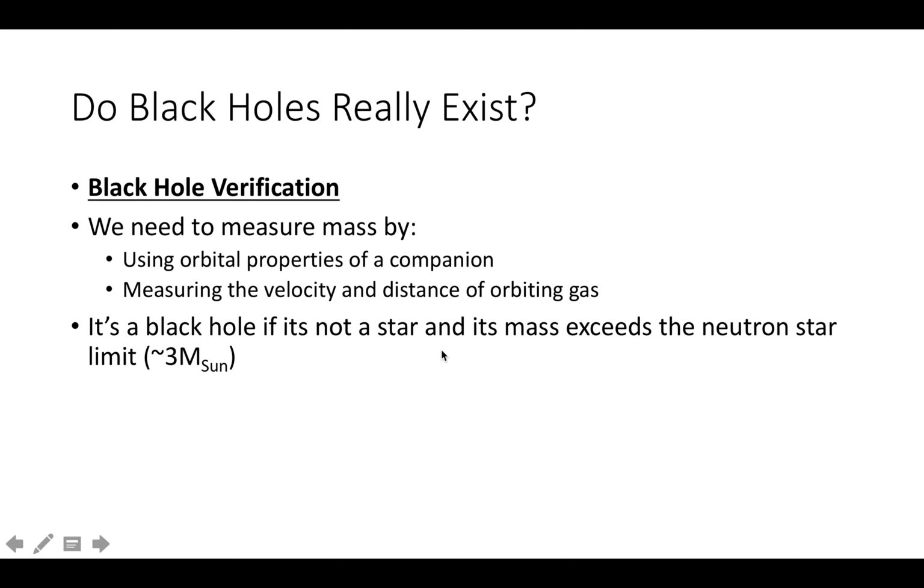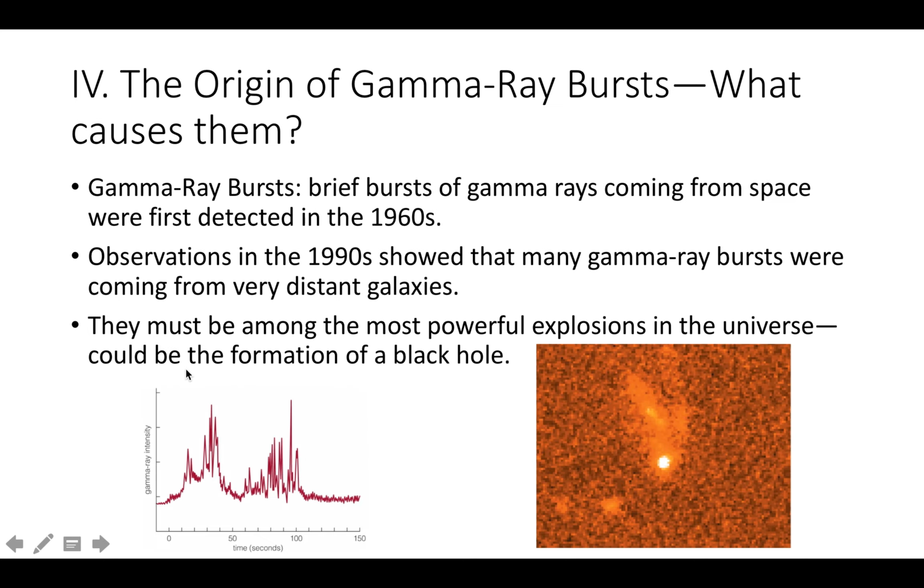So do black holes really exist? Well, we do have some verification process. We need to measure the mass by using orbital properties of a companion star if possible, measuring the velocity and distance of the orbiting gases around it. If it's a black hole and not a star, its mass exceeds the neutron star limit, which is approximately 3 solar masses.